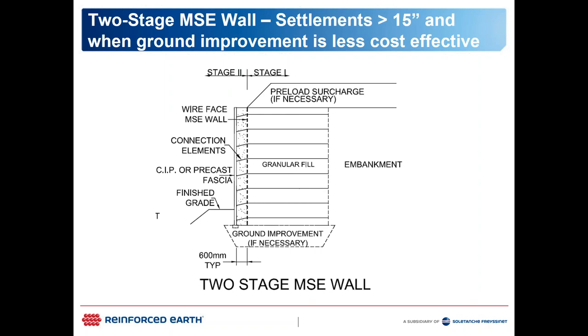Another option will be, if you are expecting a lot of differential settlement, to build a wire-faced wall first and allow the settlement to complete. And once the settlement is complete, to come back and attach precast panels to the wire-faced wall. So by doing this, the effect of the differential settlement on the facing panels is reduced.